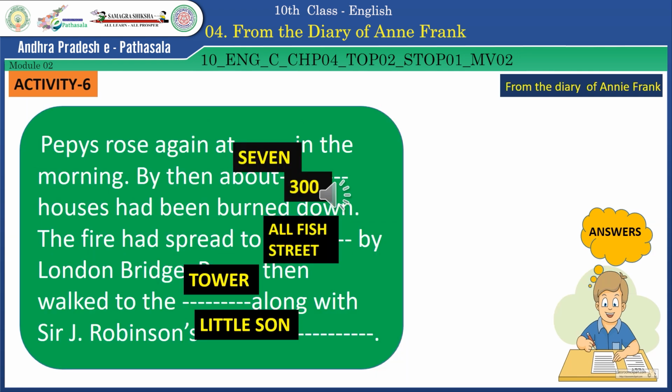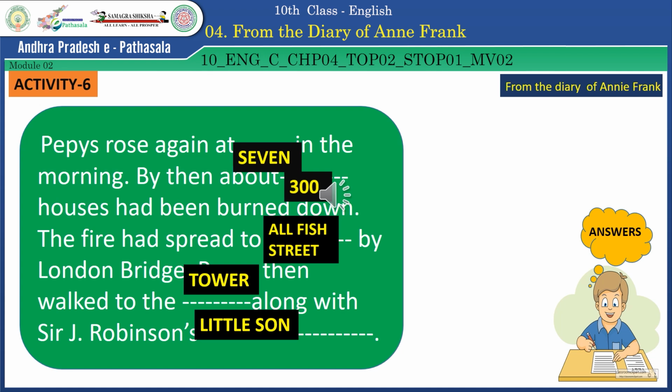Pepys rose again at 7 in the morning. By then, about how many houses? 300 houses had been burned down. The fire had spread to Fish Street by London Bridge.